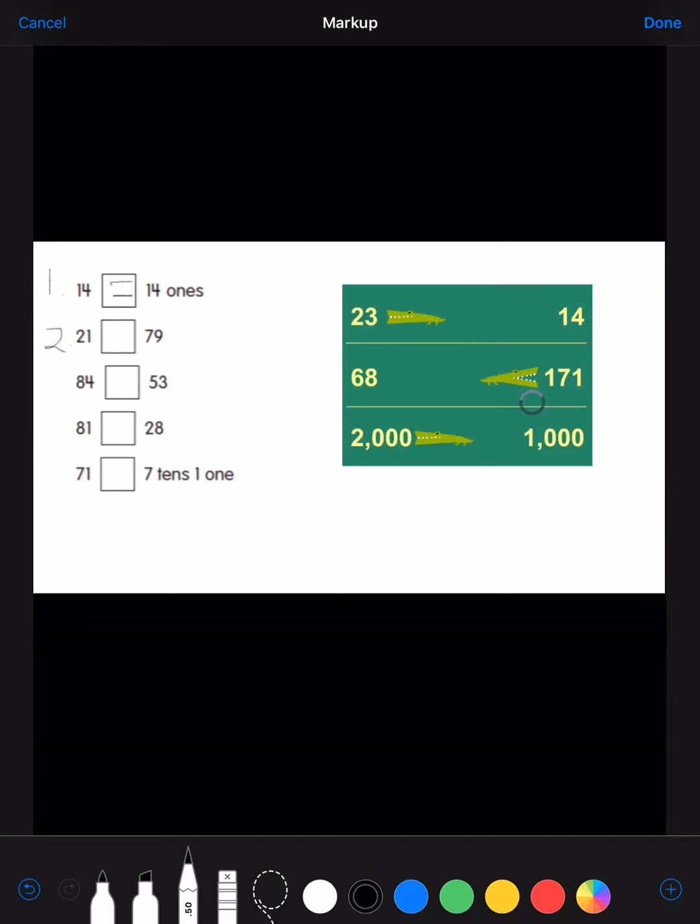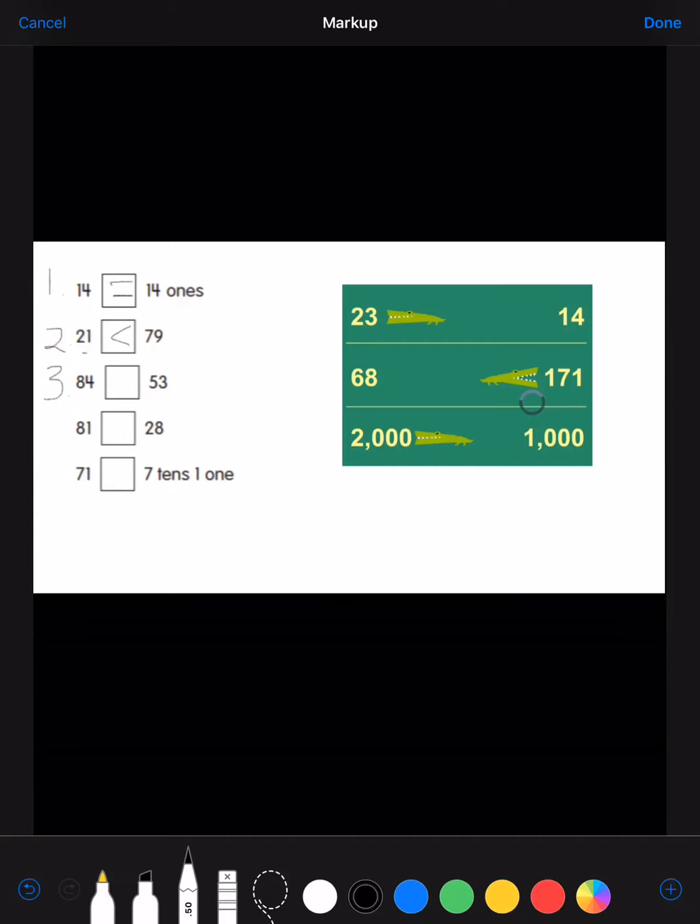Okay? Next we have 21 for number 2. 21 blank 79. So I'm going to look at that first number, and that first number is a 2, and then I have a 7 there. And I know that 7 is greater than 2, so I automatically know that. I want my symbol to go that way because it is greater. 79 is greater than 21. And if I were to read that, I would say 21 is less than 79.